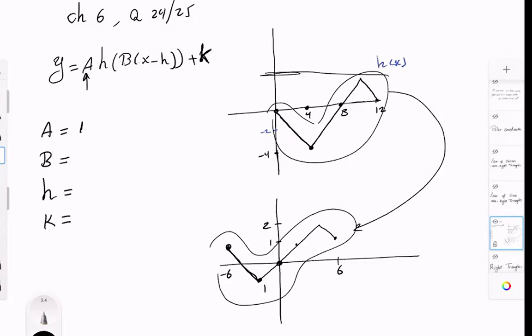But I think it does shrink vertically. For example, this 12 becomes 6. So it has to be 1/2. All right. Then we shifted 1 unit up. Here was 0, it was 12,0. Now this point becomes 6,1. So we shifted 1 unit up. I will put k equal to 1.